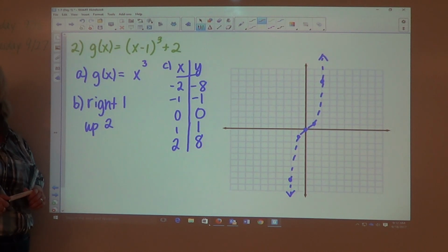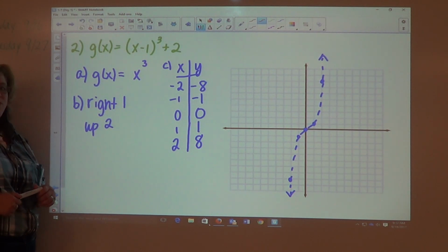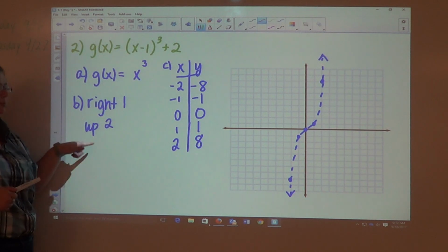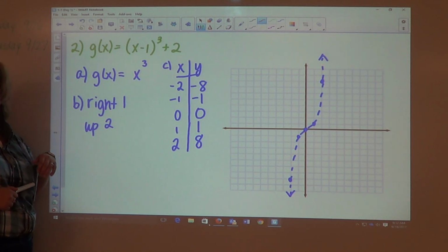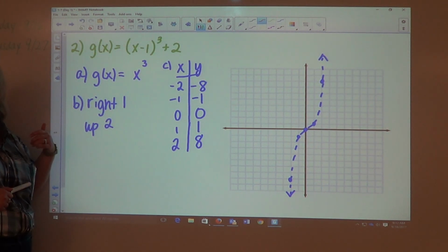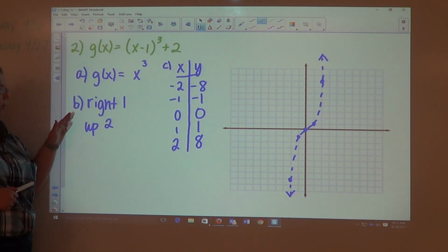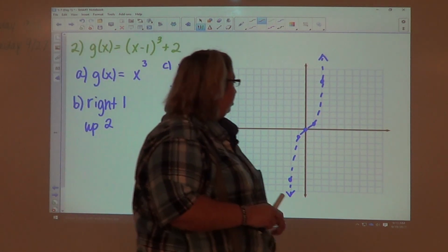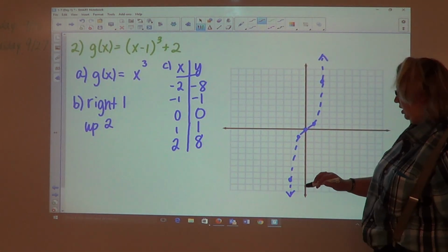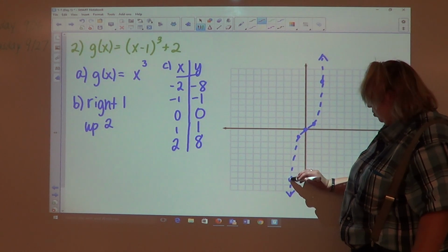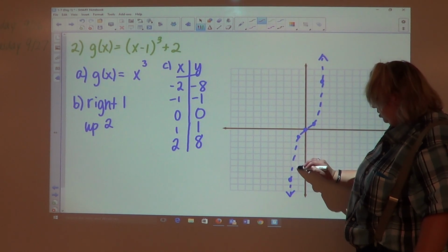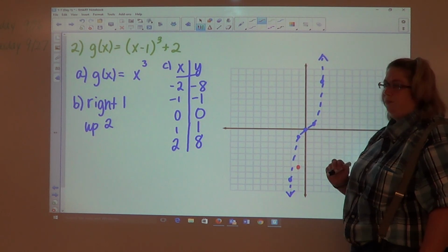This graph doesn't have anything that's reflecting. So if you're not reflecting anything, it doesn't matter the order. Do you want to go right first then up, or do you want to go up then right? Okay, so we're going to take every point and we're going to move it right 1 and up 2. So we're at this point down here. We're going to go right 1, up 2. That's our new point.